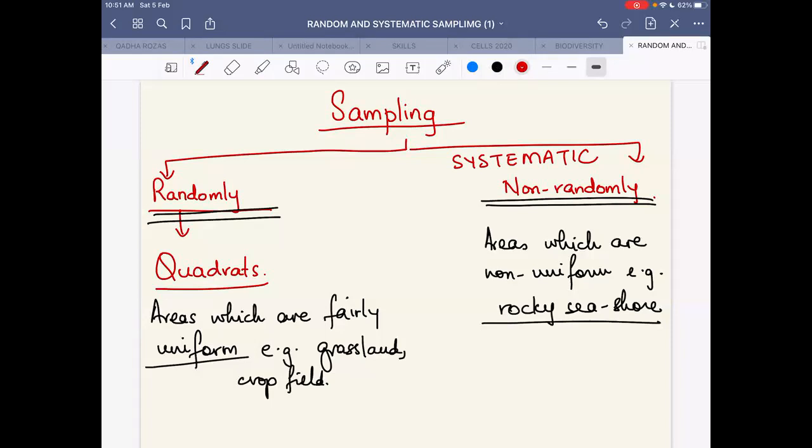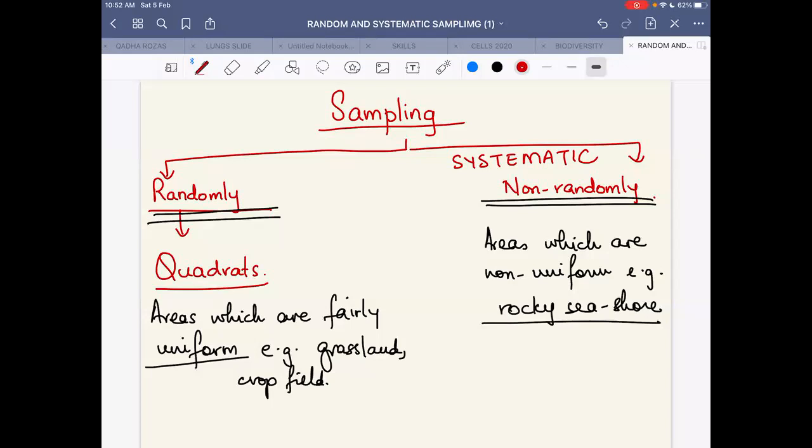If we are using the random method, this means we are sampling a fairly uniform area. And if we are using a non-random or systematic method, this means we are sampling a non-uniform area. Why am I stressing this so much? Because in exams, you will just be given an example, and you have to read between the lines and figure it out yourself. The example given to you is that of a uniform area or a non-uniform area.